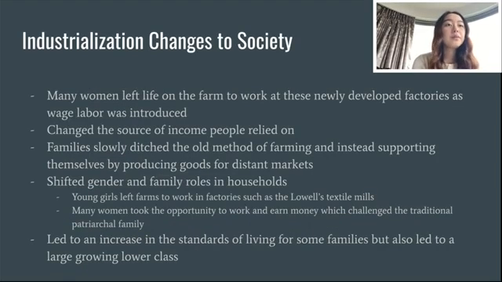For one, many women left life on the farm to work at these newly developed factories as wage labor was introduced.